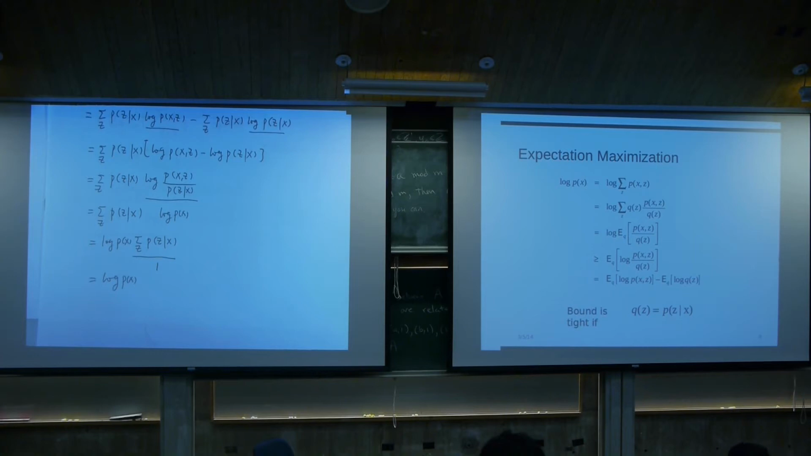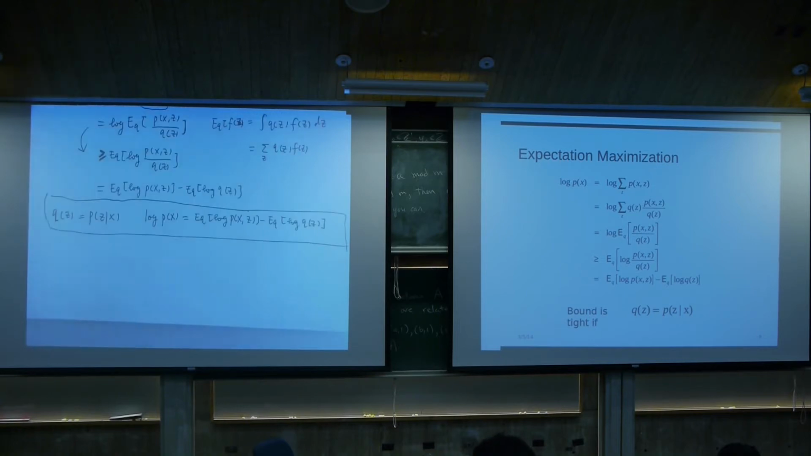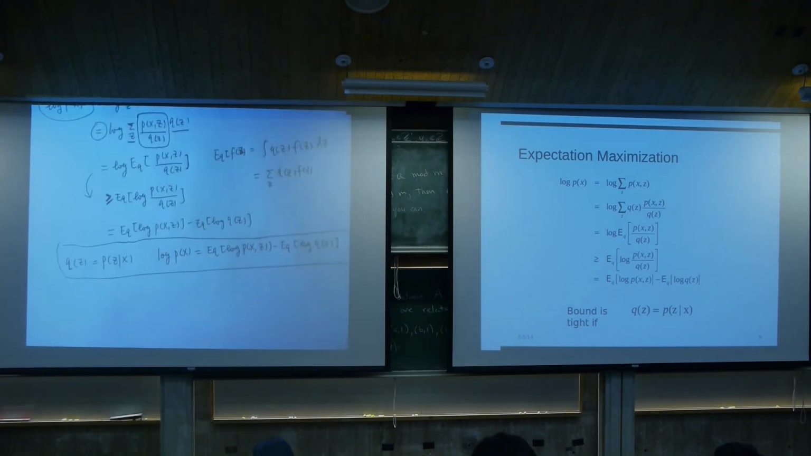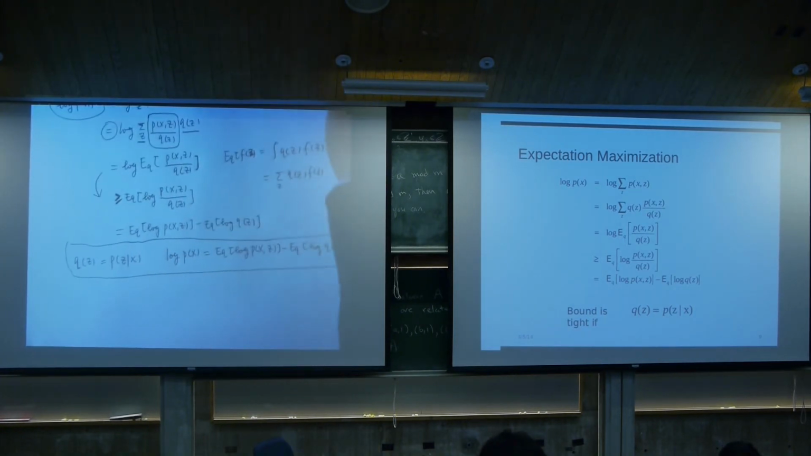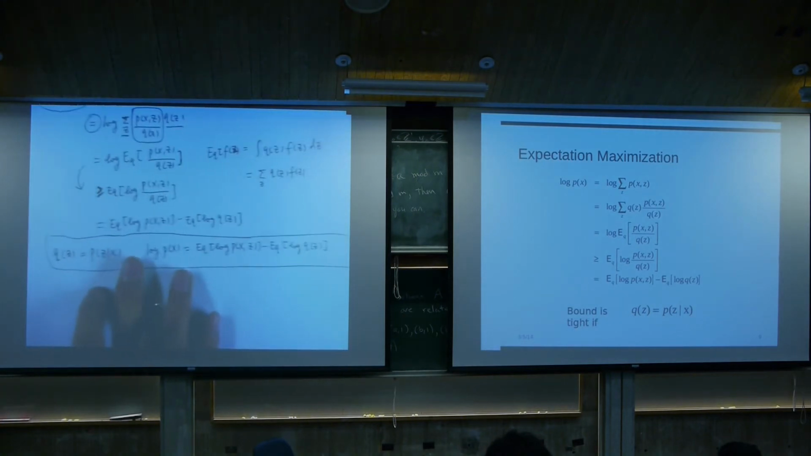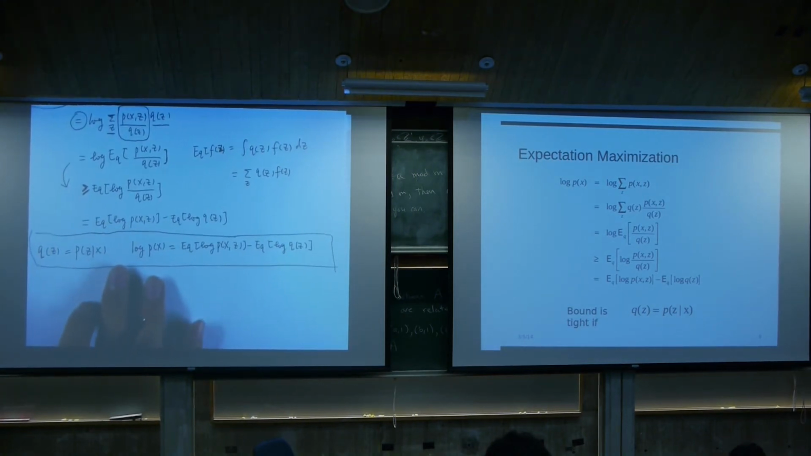So we plug in Q(Z) equals P(Z given X) into the lower bound. We found that the lower bound is equal to log P(X). So given this conclusion, here is the EM algorithm.